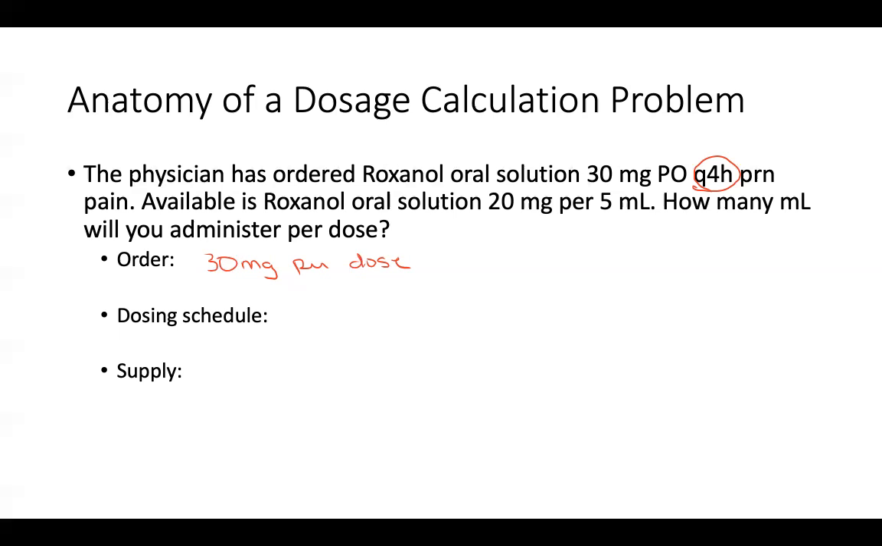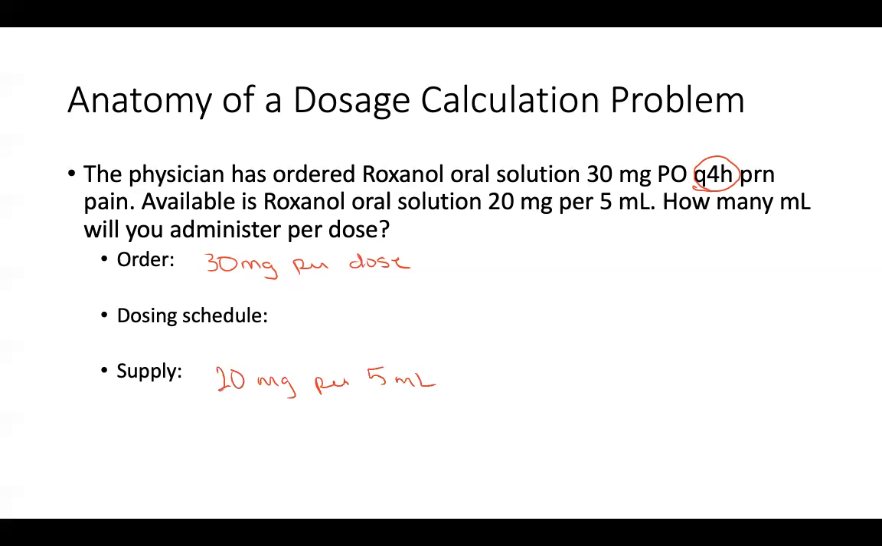Okay. So the other piece of information we almost always are going to need when we solve these problems is what we have available or what our supply is. So in this question, it says available is Roxanol oral solution, 20 milligrams per 5 milliliters. So that is our supply. So 20 milligrams per 5 milliliters.